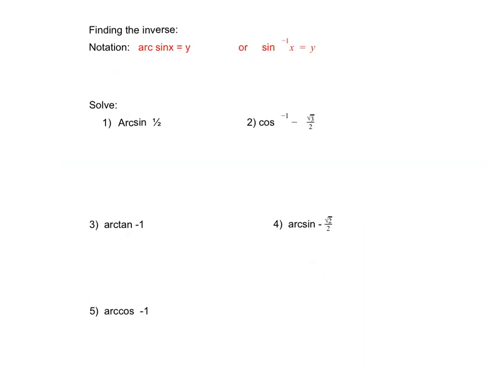Solve some of these inverse functions. So I wrote at the top, again, the notation. This means inverse, this means inverse. The -1 does not mean a negative exponent, it means inverse. So these both mean the same thing. You might see them written either way.